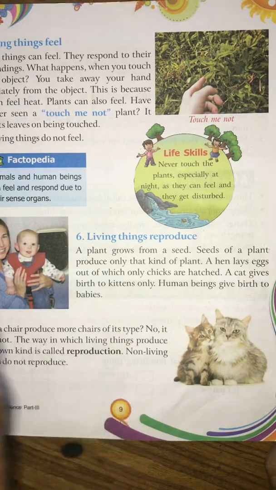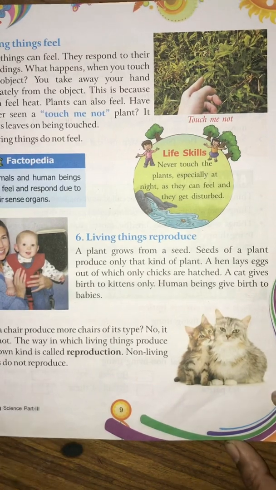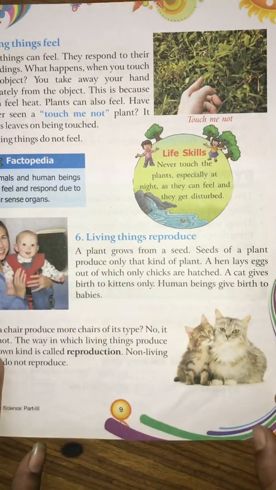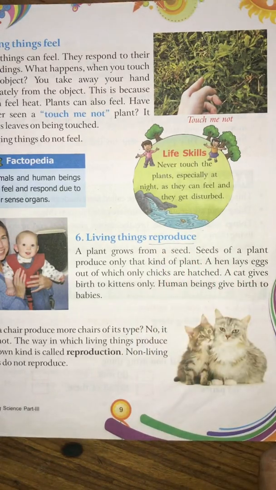You have thrown a seed of lychee. Only a lychee plant will grow. Clear? A hen lays eggs out of which only chicks are hatched. A cat gives birth to kittens only. Human beings give birth to babies. All living things reproduce. In the last video I told you what is the meaning of reproduce. To give birth.